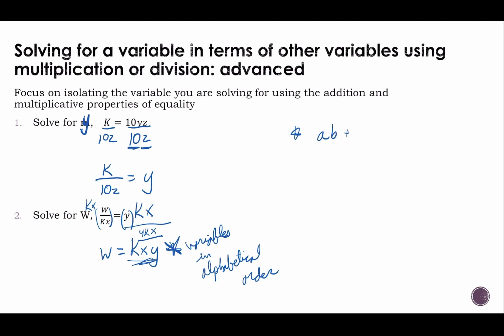For instance, now I'm off on a tangent. If I had AB plus BA, well, AB and BA are really the same thing, right? But if I don't have them both written in alphabetical order, it's kind of hard to see that, oh yeah, those are like terms and I could combine them. So we want our variables in alphabetical order.